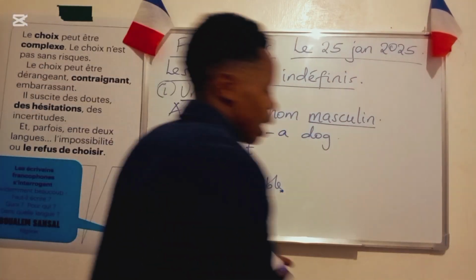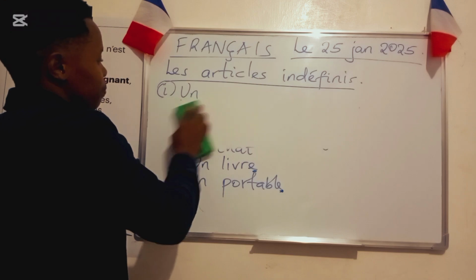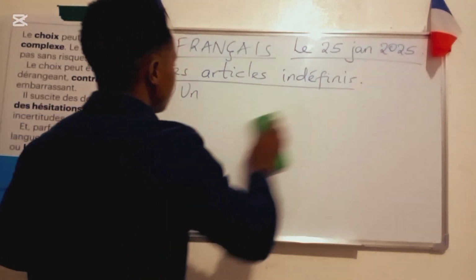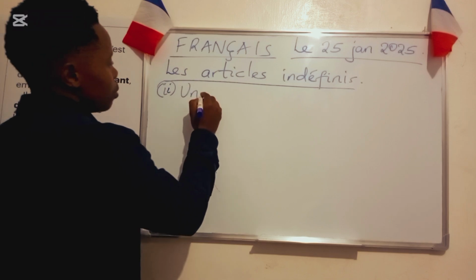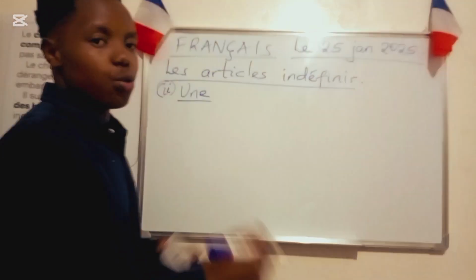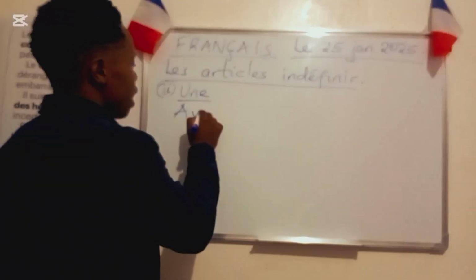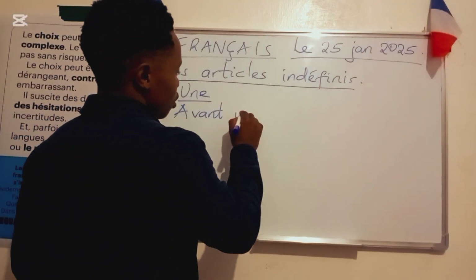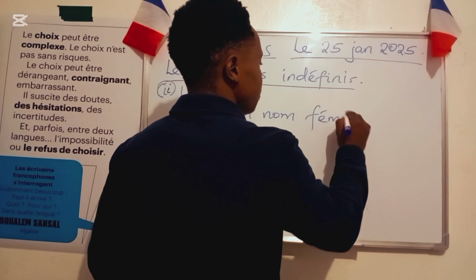Now, let's take a look at how we can use une. Hope you've noted that one. How we can use une. That is Roman 2, une. How do we use une? Now, because un was for masculine, une will be avant, before, un nom féminin.